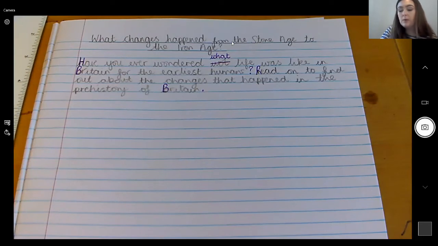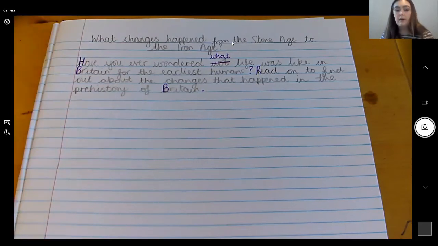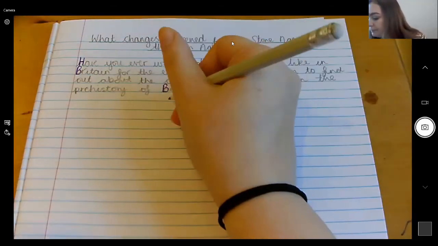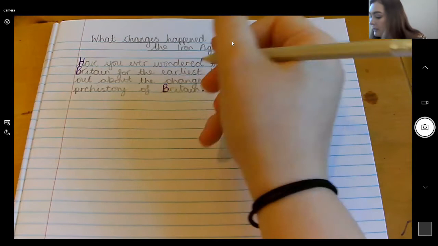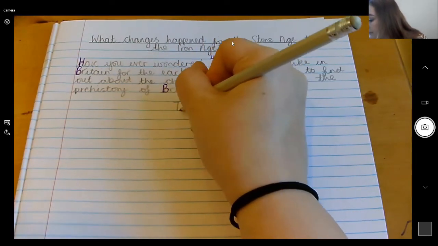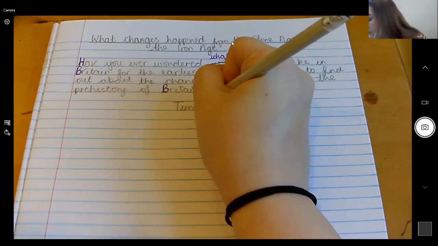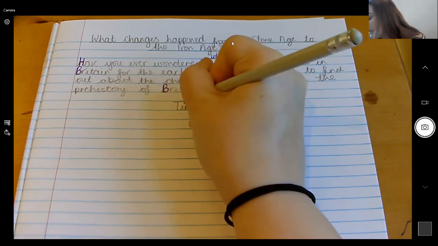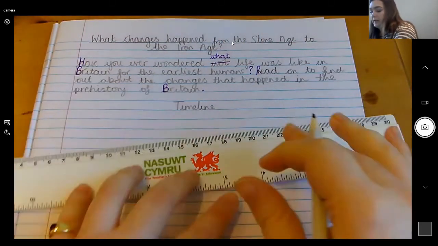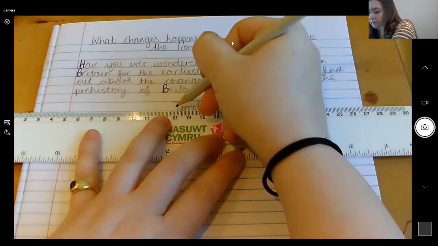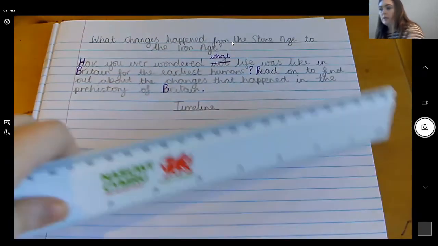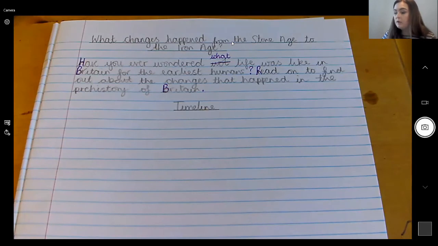Now on our text map, we have got a diagram of a timeline. So it's got the heading timeline. So I'm going to leave a line and then do the heading, which is timeline. And I need to make sure that I underline it. Now, with the timeline, you will need to use your ruler to draw it out. I do not want to see any drawn with a free hand. You must use a ruler.